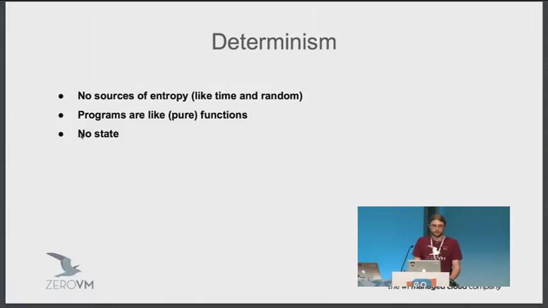There's no place to get entropy from. Time and random functions behave completely deterministically. So it's just like a pure function. If you give it X for input, you will always get Y for output, no matter what. And there's no persistent state, so you can't really write a daemon with this thing. Don't think of it so much like a program, but think of it as like a function. Your programs behave like functions, so you decompose your application into small, tiny little programs.